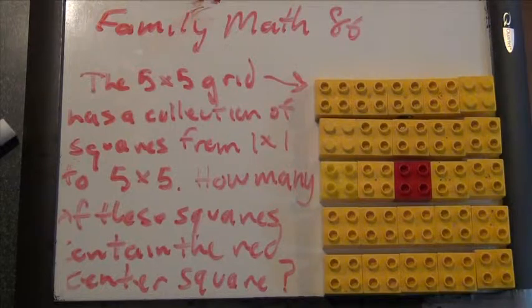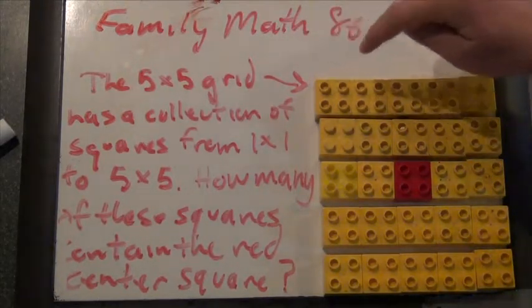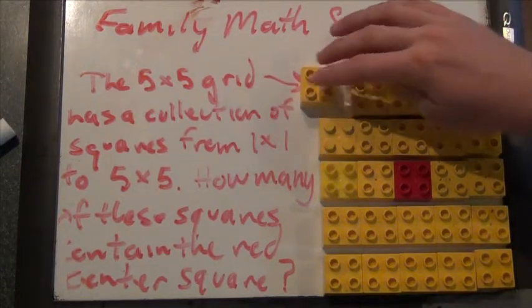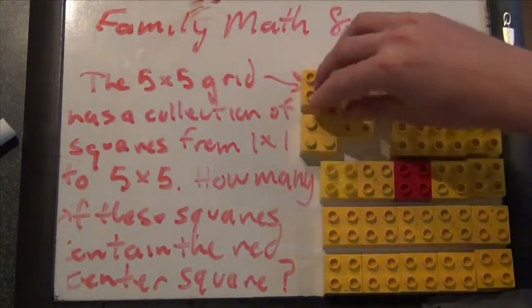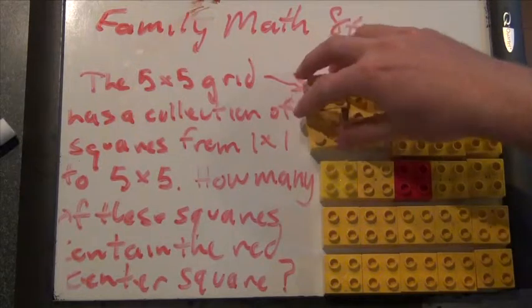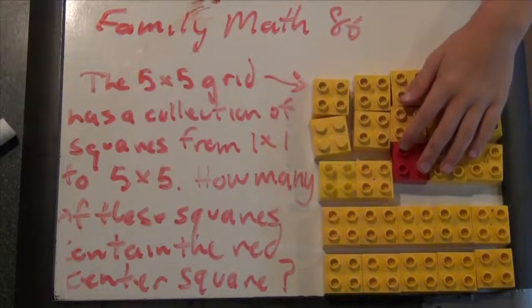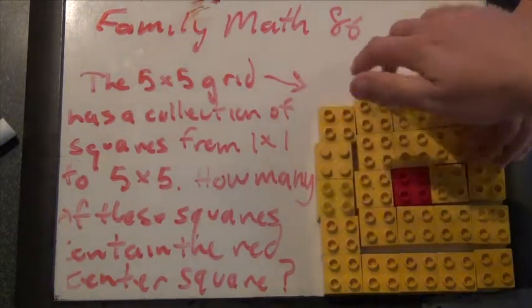Yes. All right. The 5x5 grid shown here has a collection of squares from 1 by 1. You see the 1 by 1 square? Like, here would be a 2 by 2. You see that? Show me a 3 by 3. 3 by 3 over here. Good job. Okay, now I'm going to mash them together a little bit.